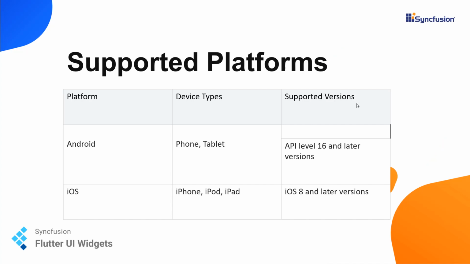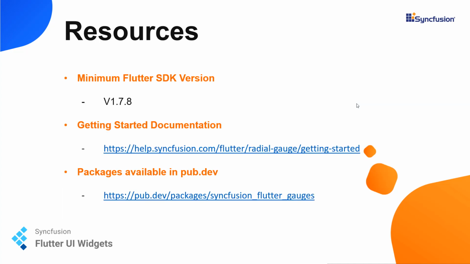Before moving further, I'd like to point out the supported platforms. Right now we support Android and iOS. For Android, the device types we support are phone and tablet, and the supported version is from API level 16 and later. For iOS, we support iPhone, iPod, and iPad, and the supported version is from iOS 8 and later. The minimum Flutter SDK version required to render the Syncfusion radial gauge is 1.7.8, and you can always look into help.syncfusion.com for the getting started documentation. Also, the entire package is available in pub.dev.